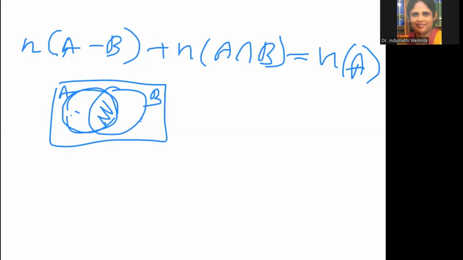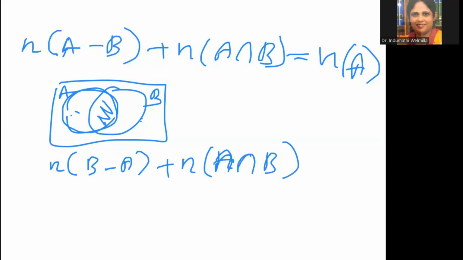And it's also, you can understand with the opposite, that means n(B minus A), then it should be n(B minus A) equal to n(B) minus n(A intersection B). So if A intersection B equals B, then it equals the earlier one. Right? Similar to the earlier one.